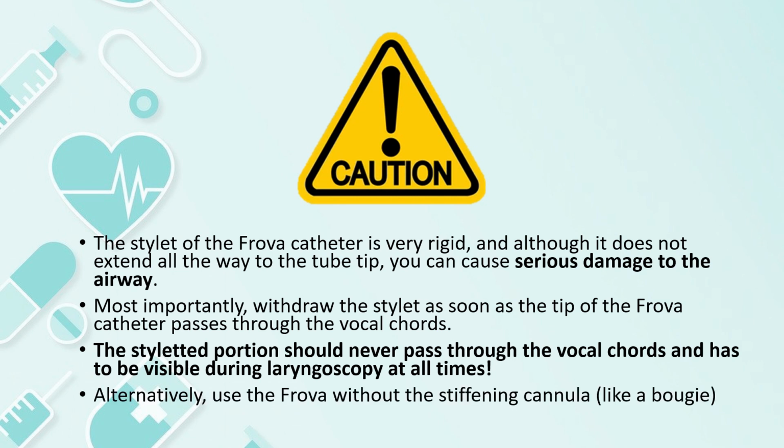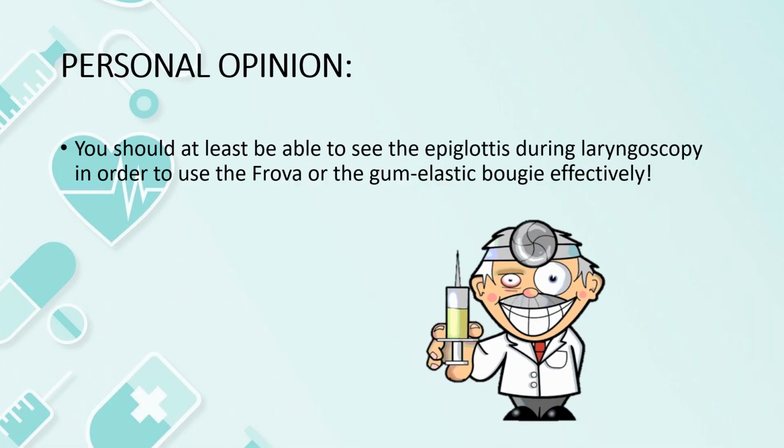Alternatively, we can use the Frova without the stiffening cannula. Personal opinion: you should at least be able to see the epiglottis during laryngoscopy in order to use the Frova or the gum elastic bougie effectively.